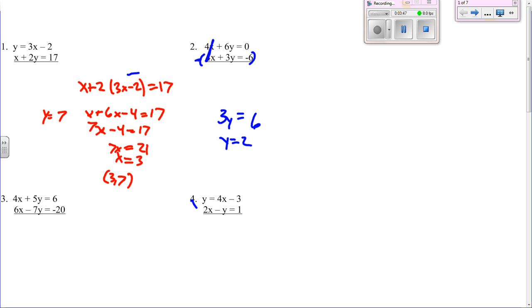Take that 2, plug it into either equation. Let's plug it into the top. We get 4x plus 6 times 2, which is 12, equals 0. Subtract the 12 over. 4x equals negative 12. Divide by 4. x equals negative 3. So your answer should be negative 3, 2.